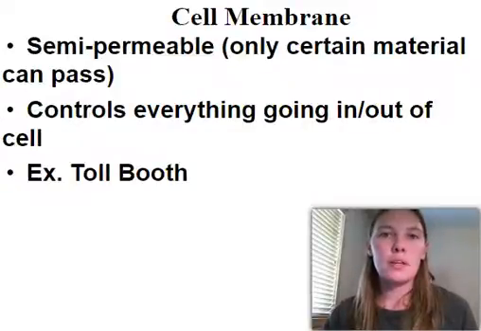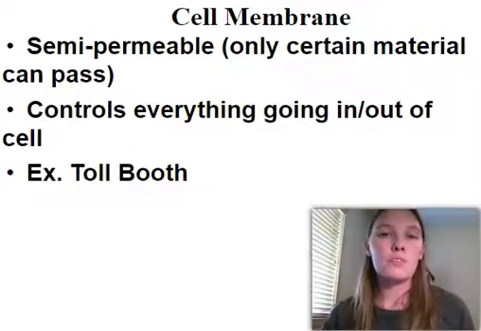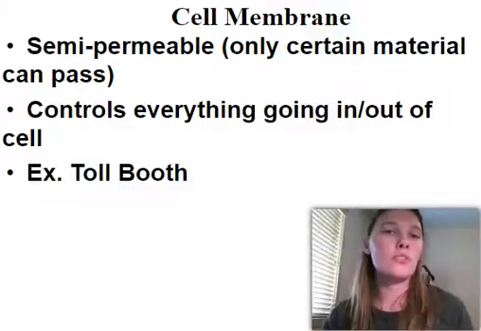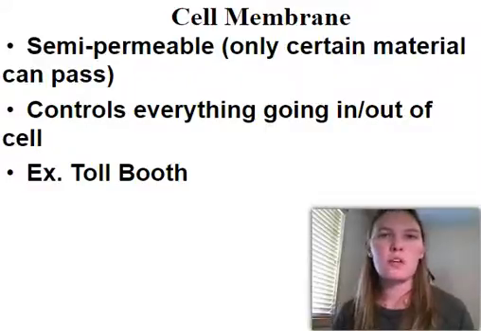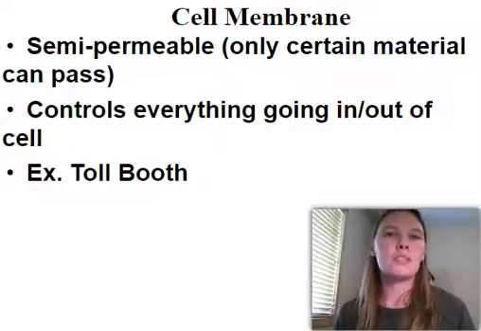The cell membrane is what controls what goes in and out of a cell. It's referred to as semi-permeable or selectively permeable because it selects certain things that can pass through it. So there may be some things that are too big or just don't flow well through the cell membrane, and so it selects some things can get in, some things can get out.